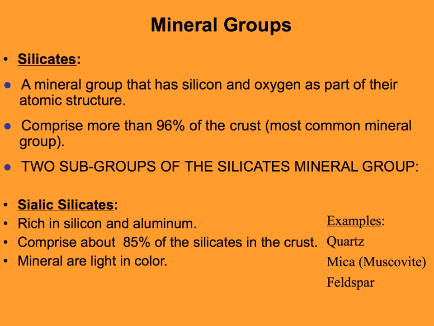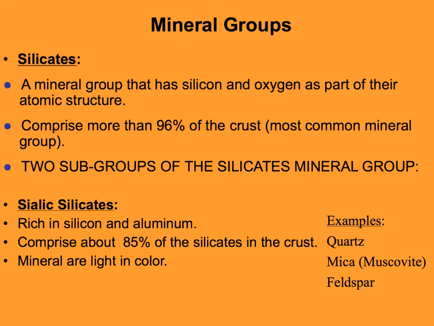The silicates are the most common mineral group when we're talking about the Earth's crust. So 96% of the crust is composed of silicate minerals. That only leaves 4% left for all the other mineral groups. Also, the silicates are broken down into two particular groups.